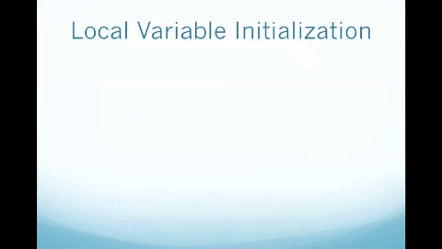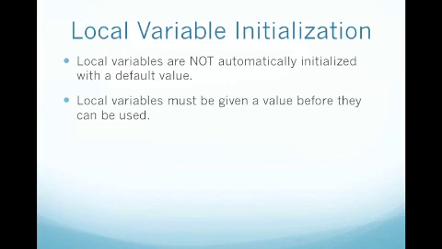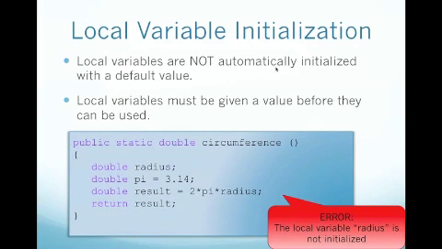Local variable initialization. Local variables are not automatically initialized with a default value. Local variables must be given a value before they can be used. For example, we have a method here called circumference, and we declare a local variable called radius with no initialization, and then we have another local variable pi initialized with 3.14, and we declare a third local variable called result, which is the product of 2 times pi times radius. Because the local variable radius is not initialized, the calculation will generate an error.